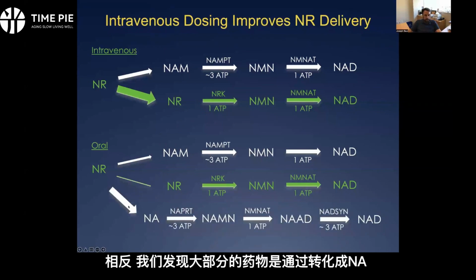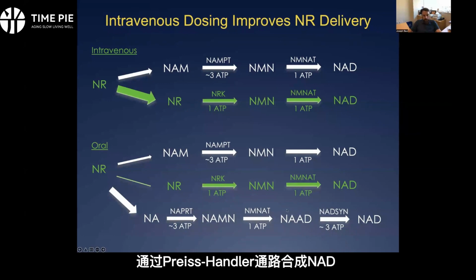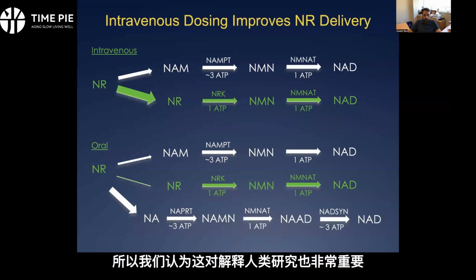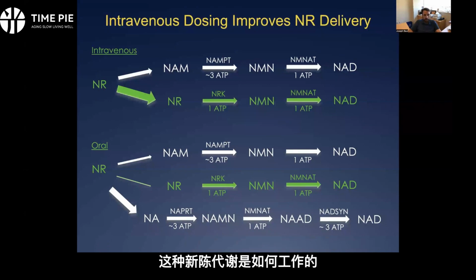And instead, we're realizing that the majority of the delivered bolus is going through nicotinic acid, through this alternative Preiss-Handler pathway to get to NAD, which is actually energetically less efficient. It takes more ATP to go this way, and may have other consequences, as I alluded to, in terms of activating G protein coupled receptors and things like that. So I think this is also really going to be important to the interpretation of human studies using NAD precursors, to really understand how this metabolism is all working.